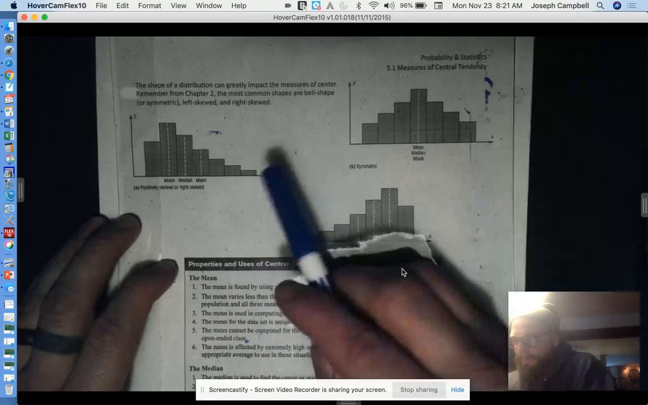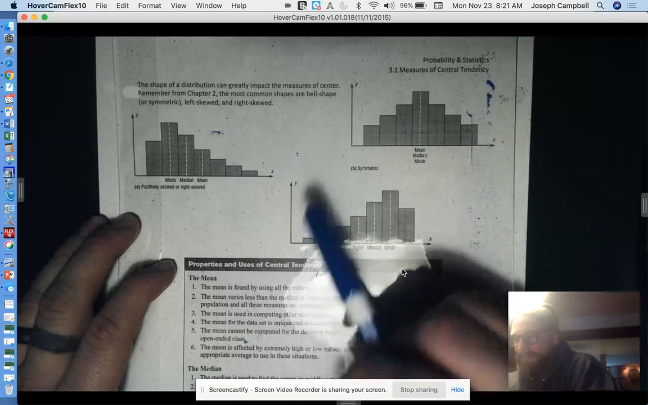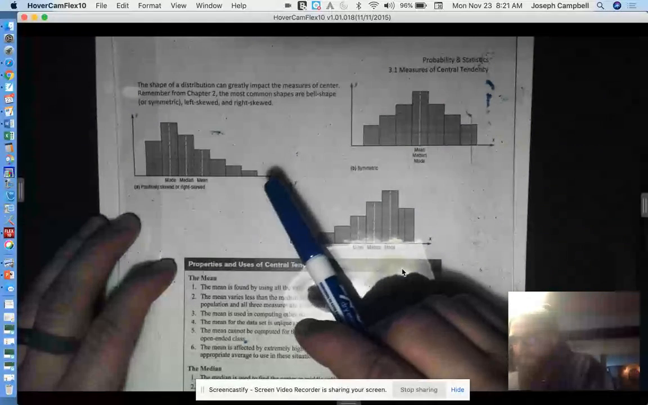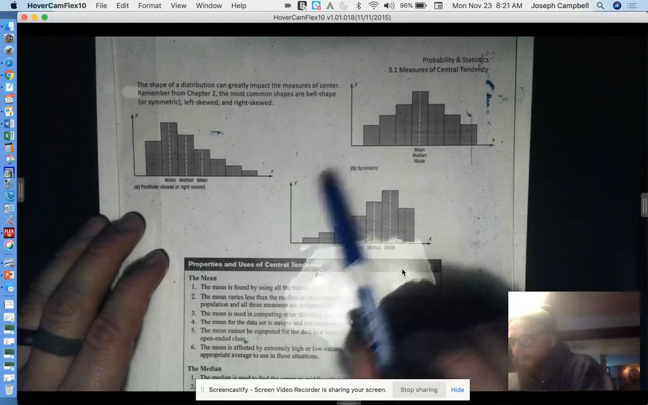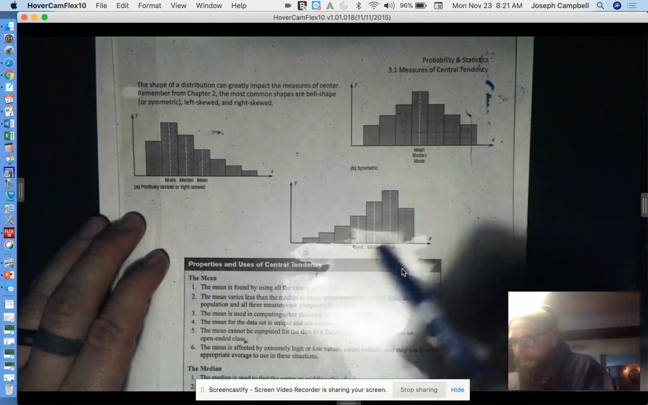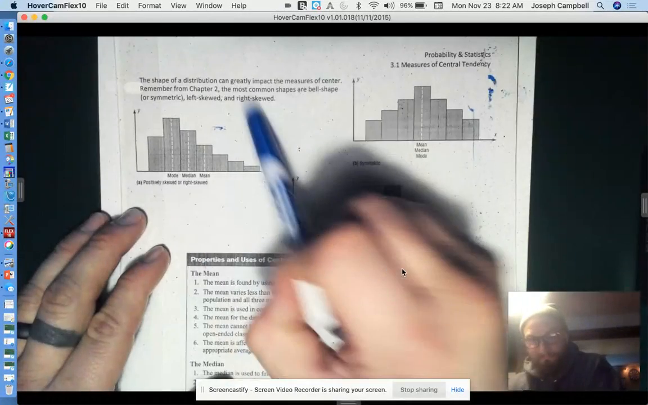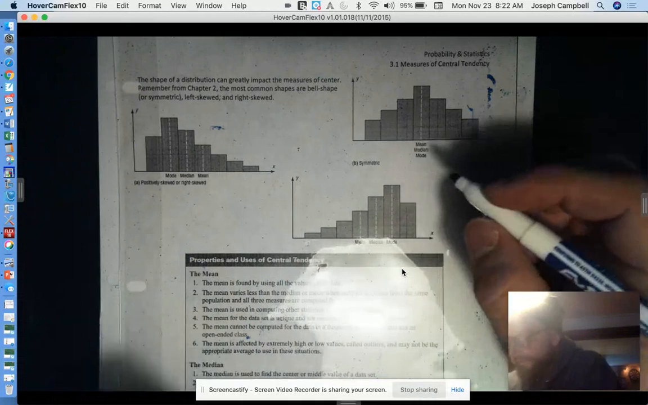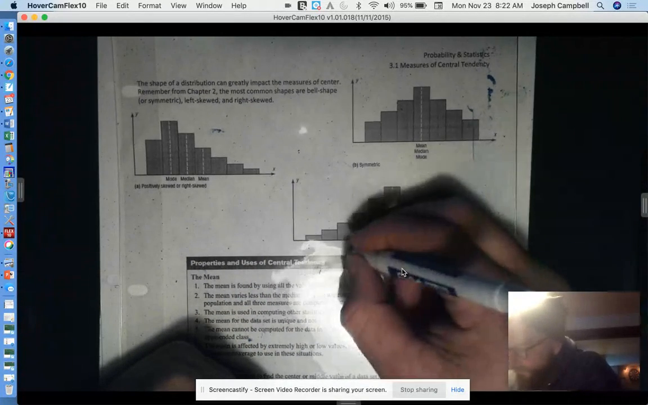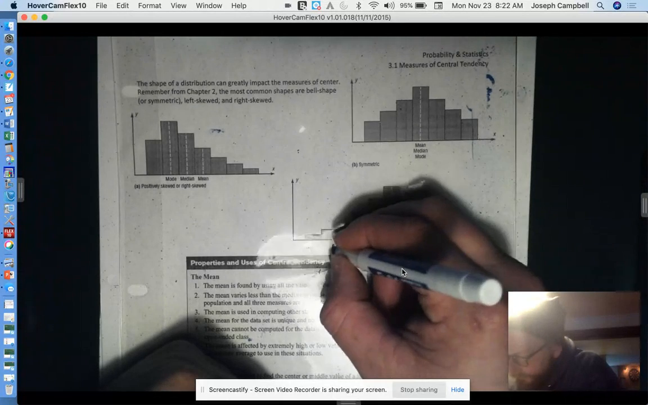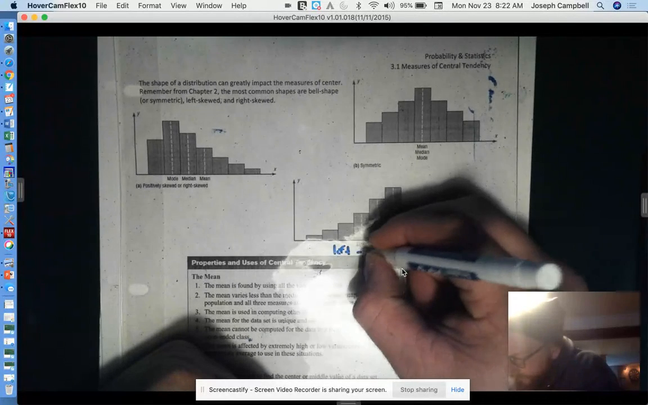Okay? So the shape of a distribution can greatly impact the measures of center. Remember from chapter 2, the most common shapes are bell shape, left skewed, and right skewed. So just make sure that that's clear. This one isn't labeled. This is, of course, left skewed. Sometimes it's called negatively skewed.